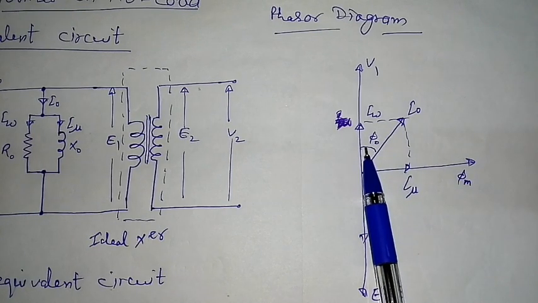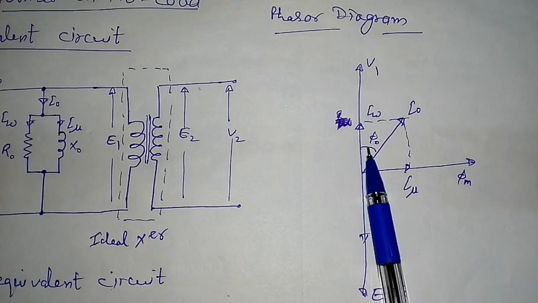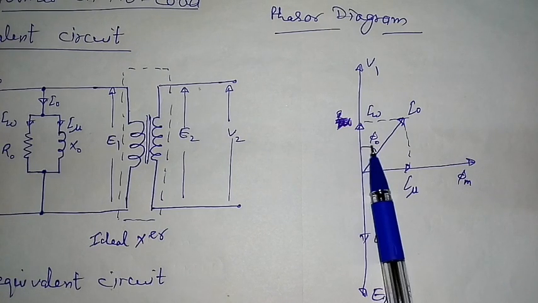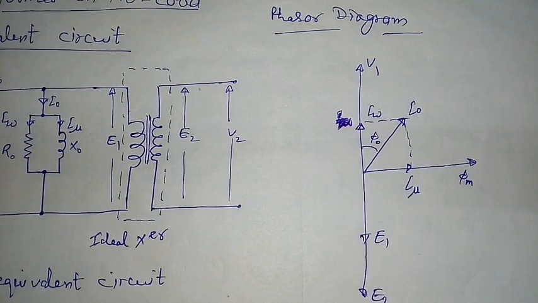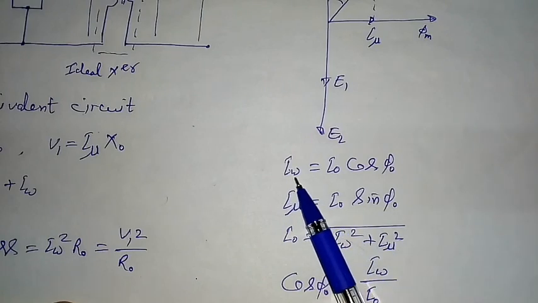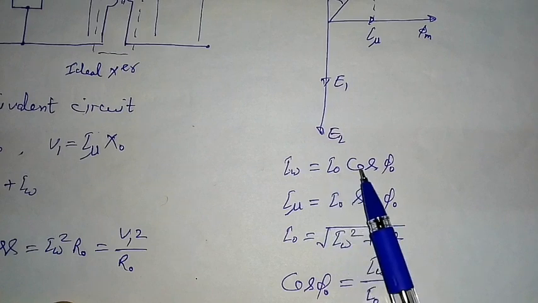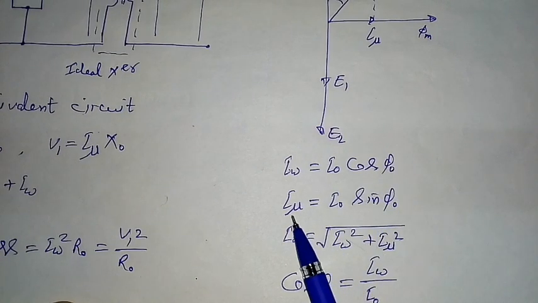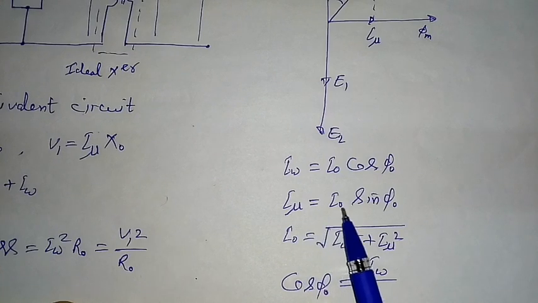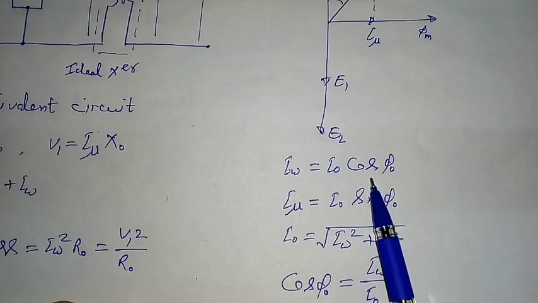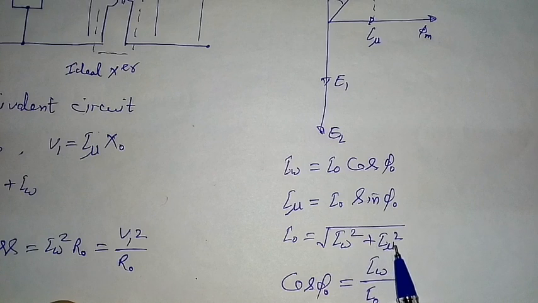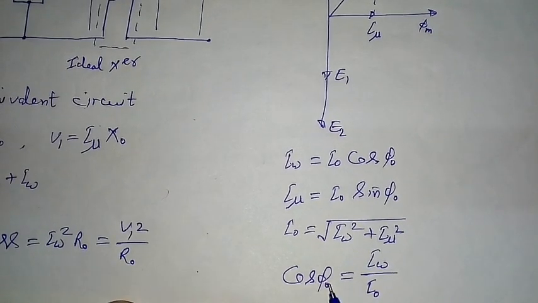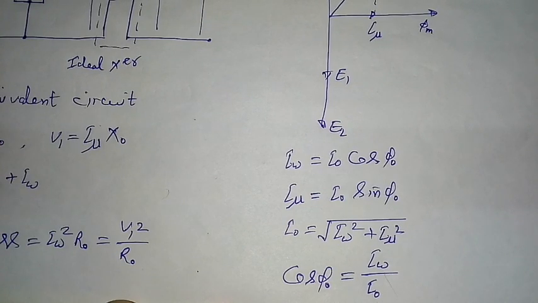This is phi naught. Phi naught is the phase angle between the I mu active component and the excitation current. According to this phasor diagram, the IW active component is equal to I0 cos phi naught, and I mu, the reactive component, is equal to I0 sin phi naught. From these equations, I0 is equal to the square root of IW square plus I mu square, and power factor cos phi is equal to IW upon I0.